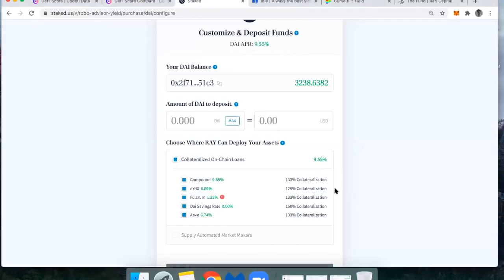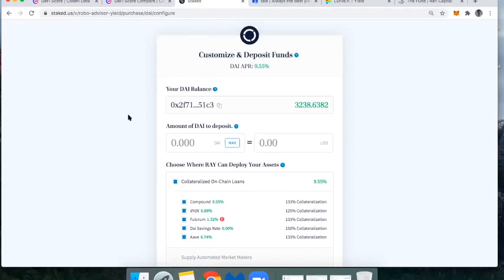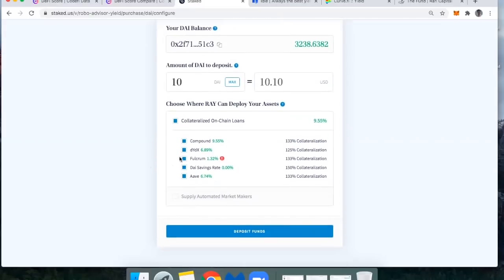By the way, I am going to be editing out some of these parts because it might show certain wallets that I would like to keep private, given the new MetaMask interface. Now that my wallet is connected, I'm just going to specify how much DAI I'd like to lend. Then below, I'm able to choose which of the lending pools I'm willing to have exposure to.